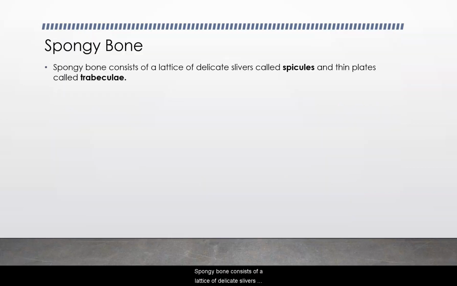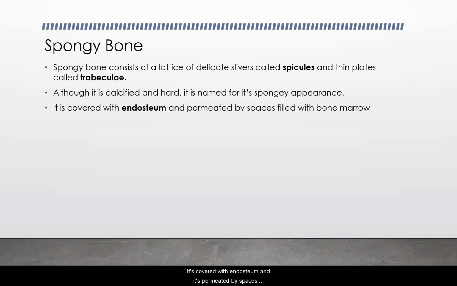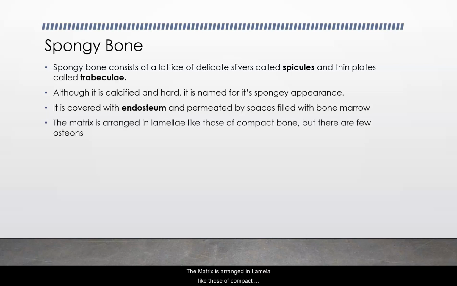All right. Now, spongy bone. Spongy bone consists of a lattice of delicate slivers called spicules and thin plates called trabecula. Although it is calcified and hard, it is named spongy bone because it has a spongy appearance. It's not actually soft like a sponge. It's covered with endosteum, and it's permeated by spaces filled with bone marrow. The matrix is arranged in lamella, like those of compact bone, but there are very few osteons. You will not see osteons for the most part.